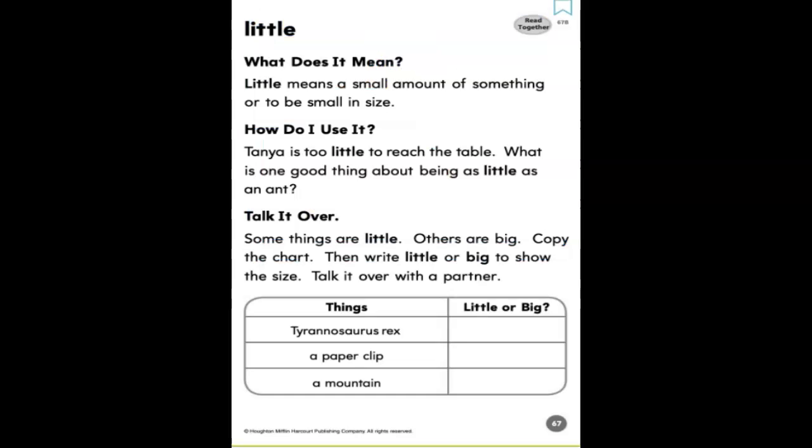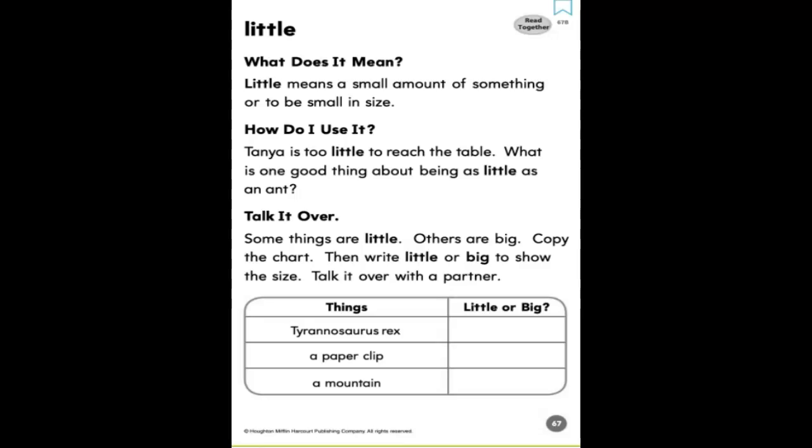Number 7. Little. Many little fish live in the ocean. What does it mean? Little means a small amount of something or to be small in size. How do I use it? Tanya is too little to reach the table. What is one good thing about being as little as an ant?